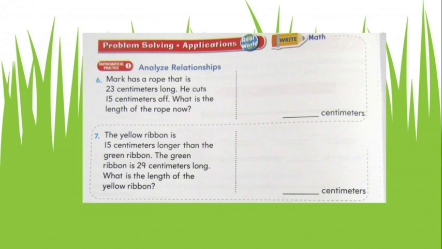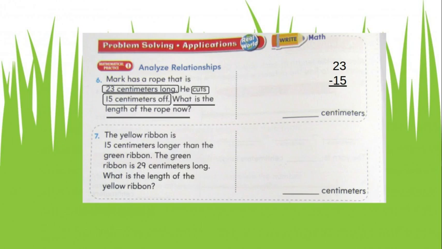Now we need to underline our question. What is the length of the rope now? What key information do I need to box up? Well, I know that the rope started off as 23 centimeters long, and then I know that he cut 15 centimeters off. I need to include that important keyword cut because it tells me that the rope went away, or I'm going to be subtracting. So thinking about that keyword cut, if I'm subtracting, what would my subtraction sentence be? 23 minus 15.